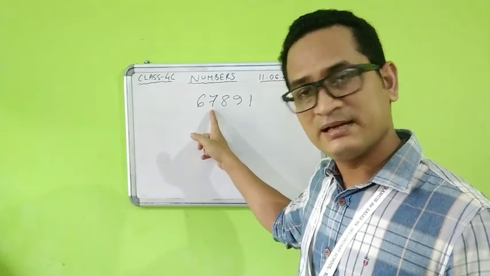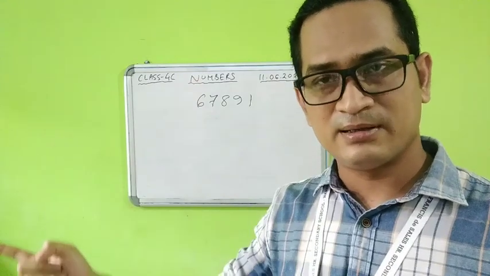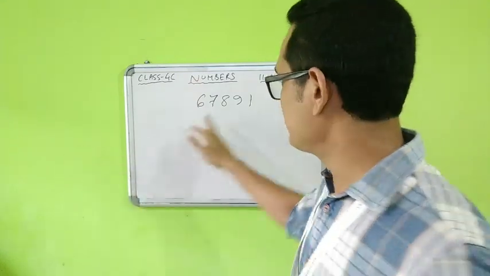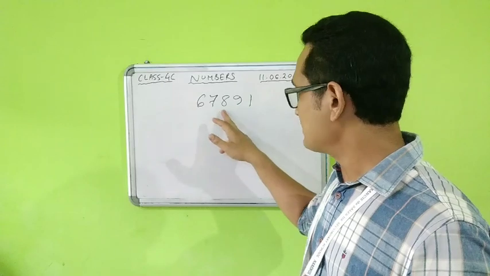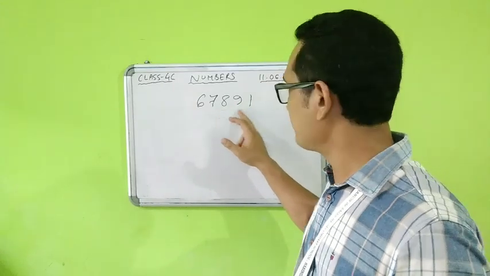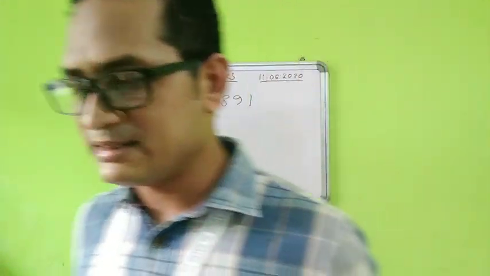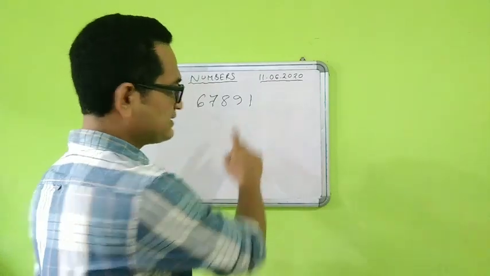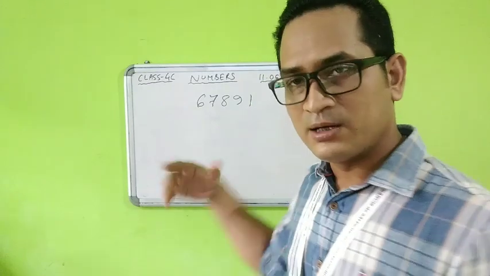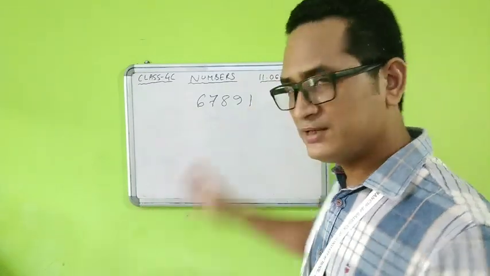But face value will be 7 only. So 7,000 and 7, are they same? No. So that means this cannot be also the answer. Similarly, 8 also it cannot be, 9 also it cannot be. The only digit is the right hand side extreme digit, that is 1. The place value of 1 here is 1 only, and the face value of 1 is also 1.